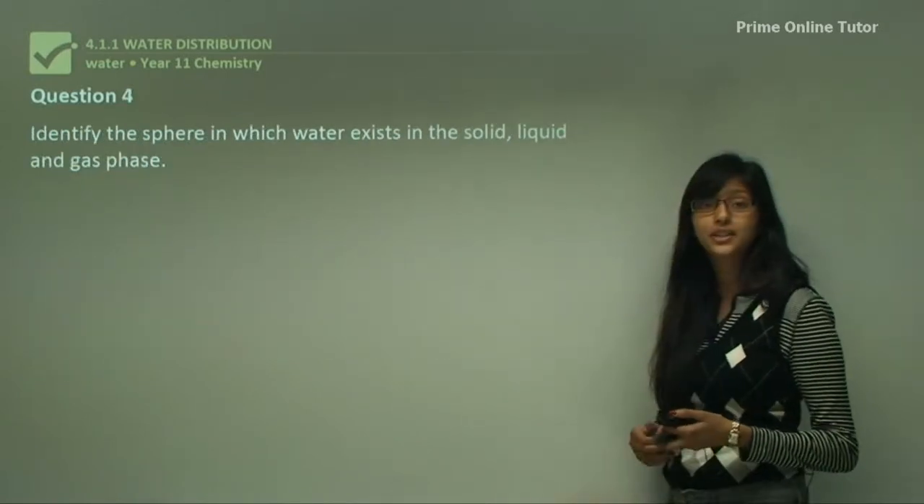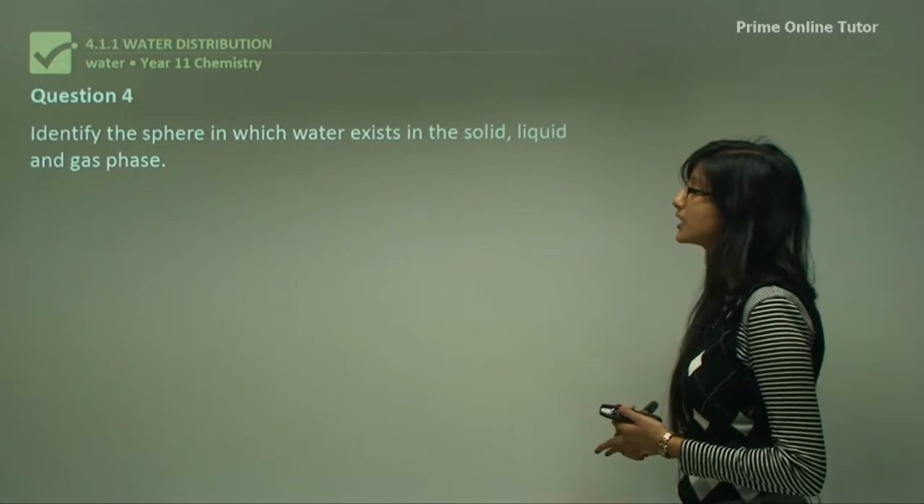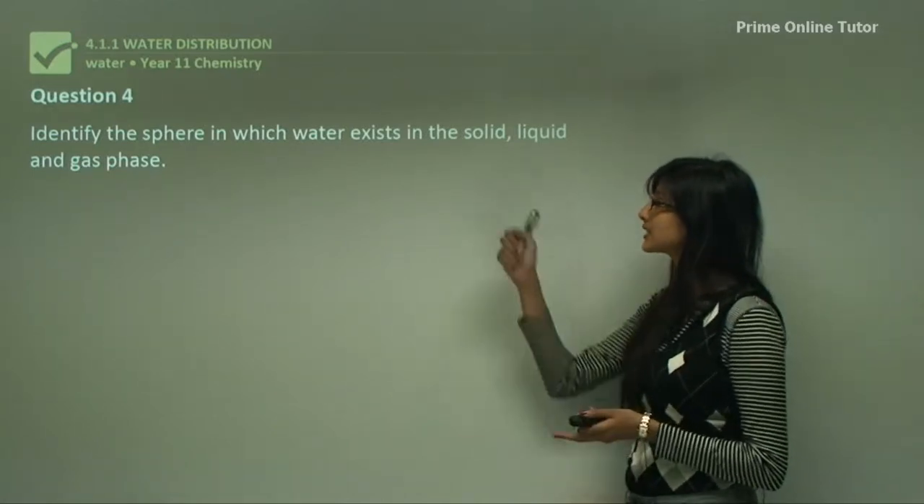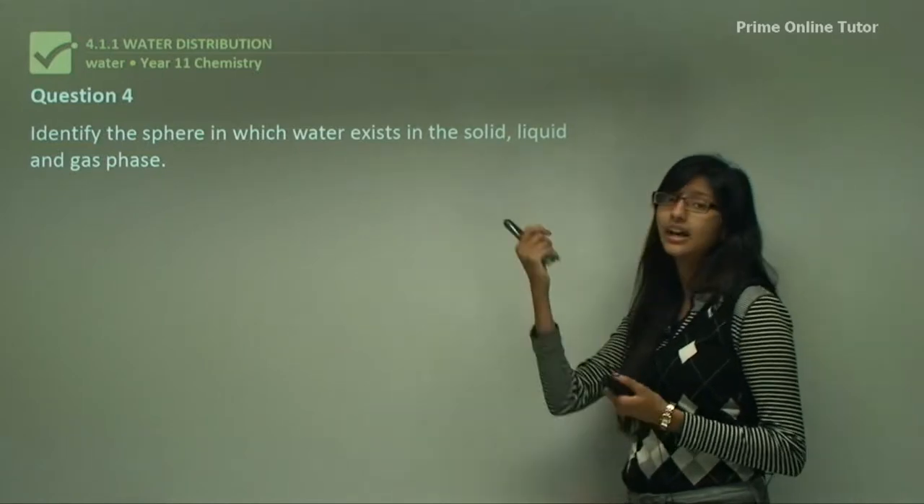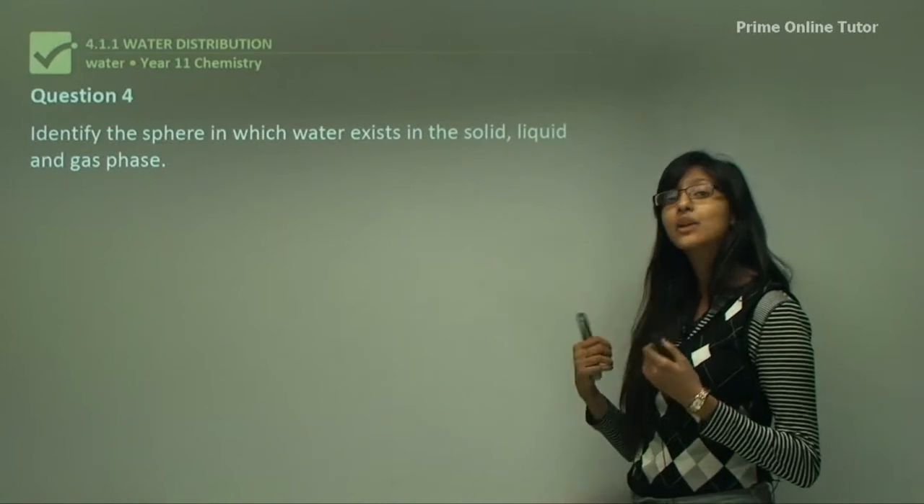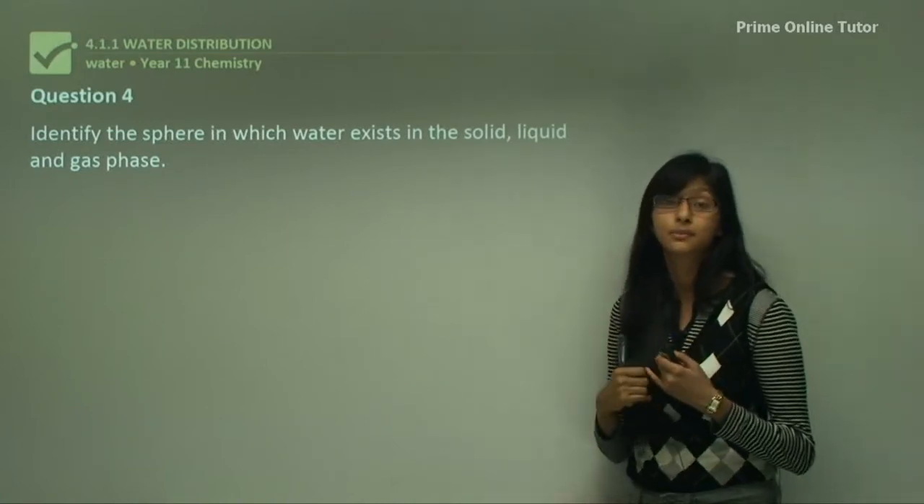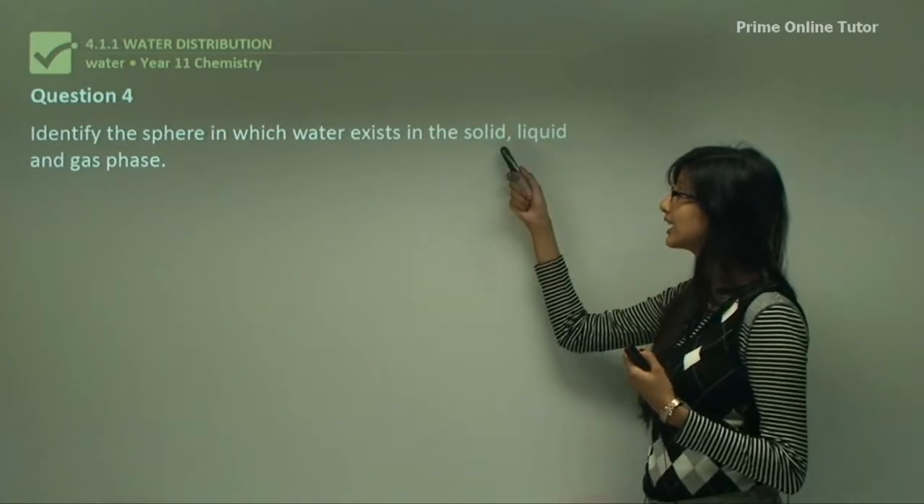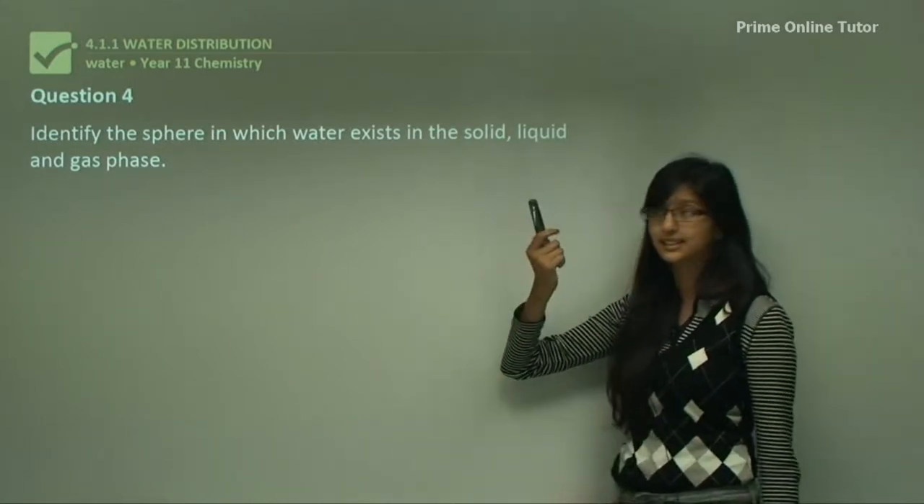Now let's look at question 4. Question 4 tells us to identify the sphere in which water exists in the solid, liquid and gas phase. So we need to look at different spheres of the earth, and we need to identify, which means remember, which of the spheres contains water in each of the 3 states.